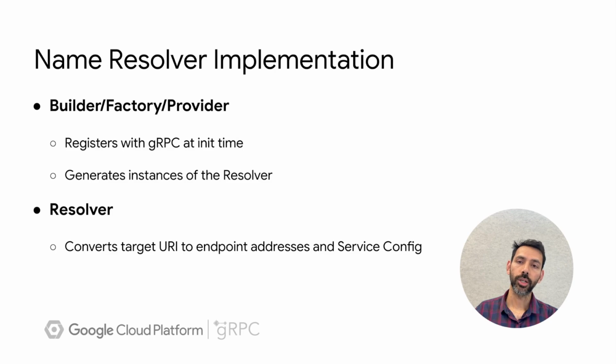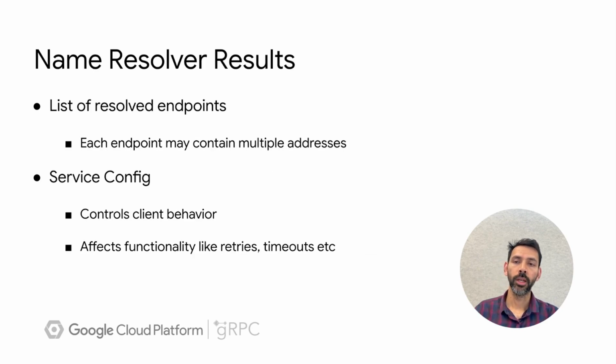Name resolver implementations in gRPC consist of two key elements. The first one is the builder, or factory, or provider. This component registers itself with the name resolver registry at init time and is responsible for generating instances of the second key element called the resolver. The resolver takes as input the channel target string and produces as output a collection of endpoint addresses and service config.